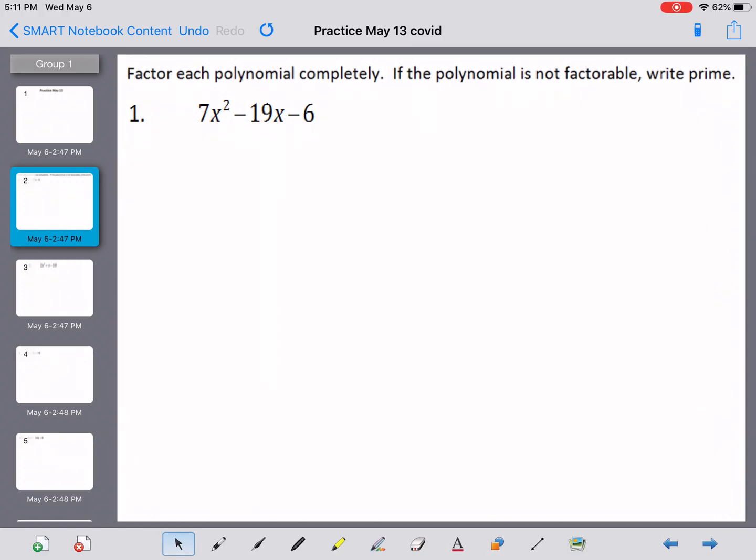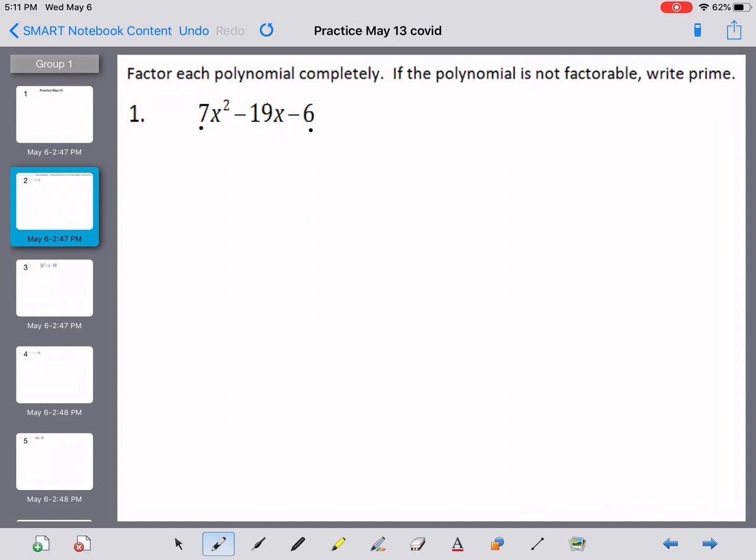We are going to factor each polynomial completely. If the polynomial is not factorable, write prime. In comparison to yesterday, these ones take a little bit more time. But we're going to start by multiplying 7 times 6.